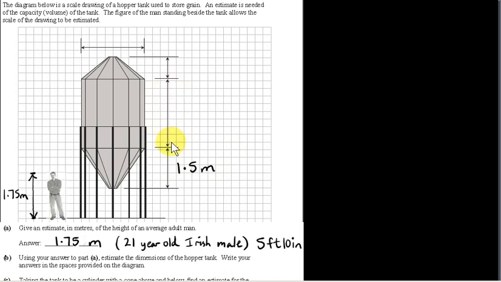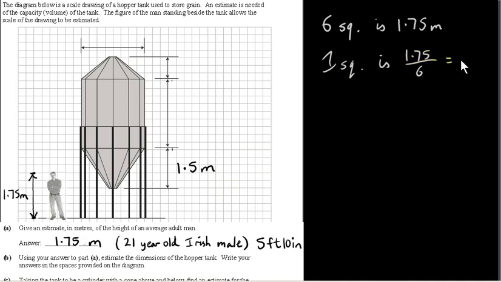Let's count the full squares. We've 1, 2, 3, 4, 5, 6, 7, 8 full squares, and then we have a little bit left over here and here. So we'll put those bits together to make half a square. So we've 8.5 squares. 6 squares is 1.75 meters. Let's get 1 square. We just take 1.75 and divide by 6. To 1 decimal place, this is 0.3.